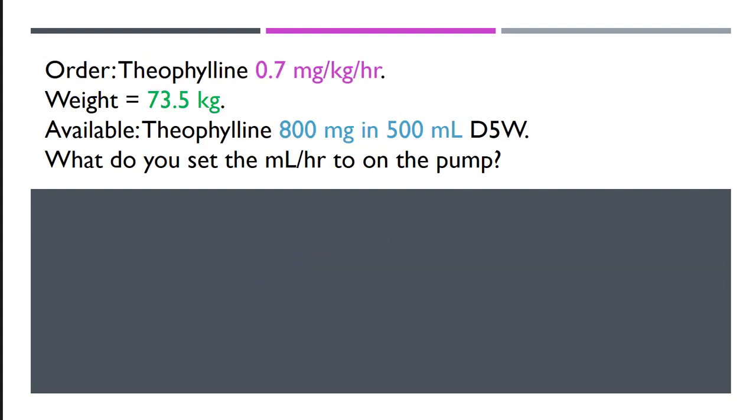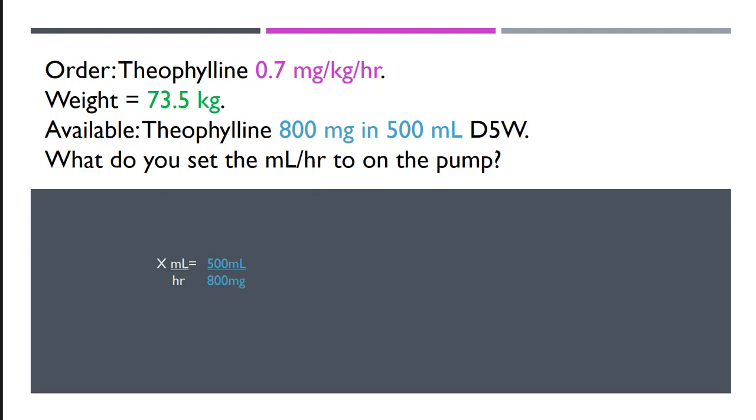I have Theophylline order, 0.7 milligrams per kilogram per hour. The weight is 73.5 kilograms. Available is Theophylline, 800 milligrams in a 500 milliliter bag of D5W. What do you set your mils per hour to on the pump? So again, I need mils per hour. It's the exact same setup. X mLs per hour. What do I have up here with mils per hour? Well, I'm going to take this one because I've got the 500 mils and 800 milligrams.